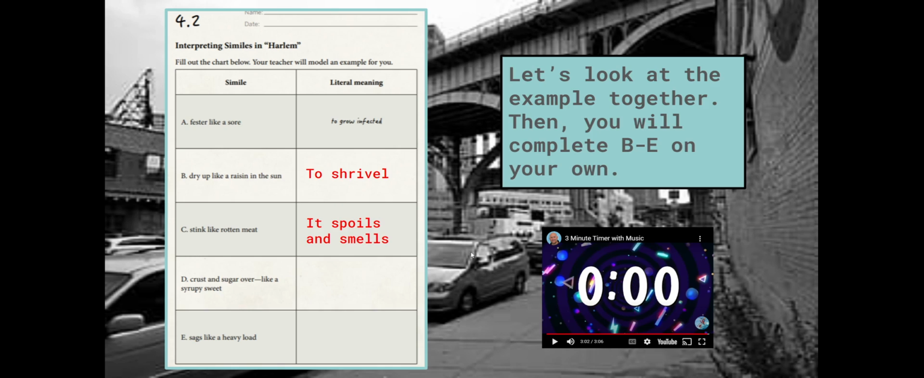Crust and sugar over like a syrupy sweet means it crystallizes. If something is sugary, it can get that crystallization, that growth on it, kind of like a sugar. And sags like a heavy load means it weighs you down or it weighs something down.